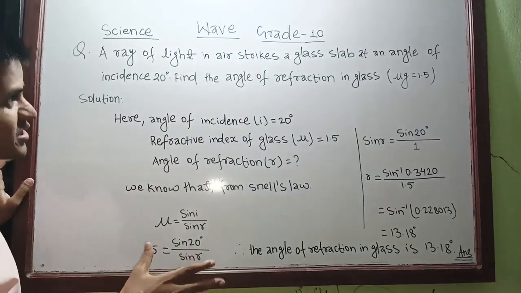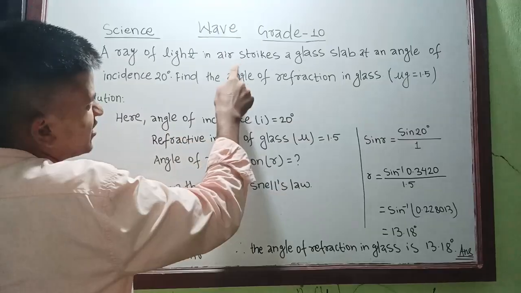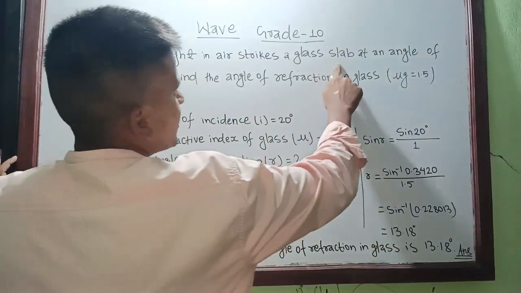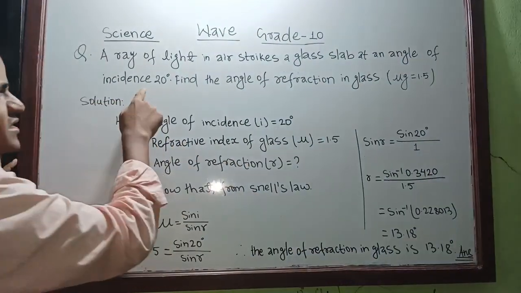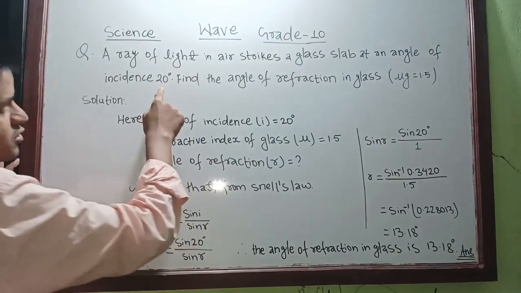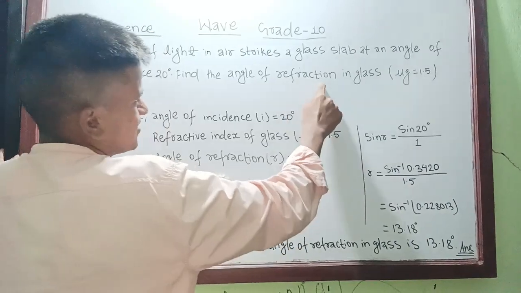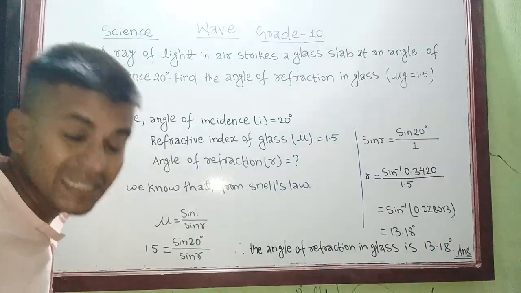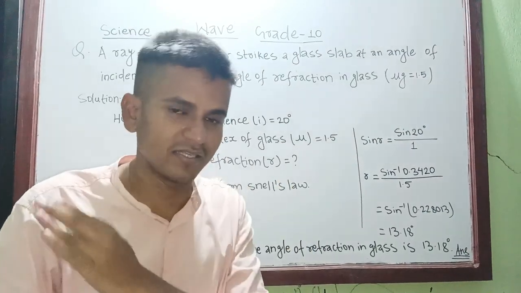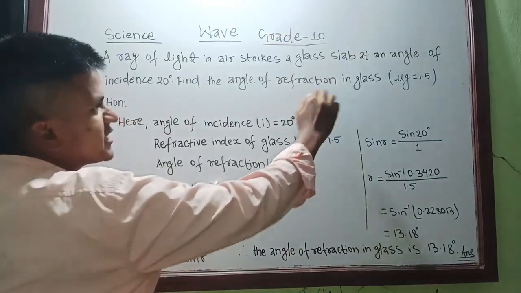Now, because I have already written it to save time, see here: a ray of light in air strikes a glass slab. Suppose there is a glass slab, at an angle of incidence 20 degree. This 20 degree is the angle of incidence, denoted by i. And find the angle of refraction, not reflection. There is a huge difference between reflection and refraction, okay, refraction.